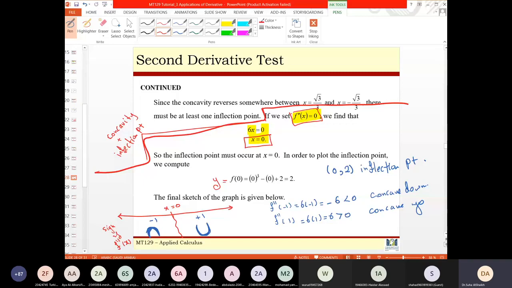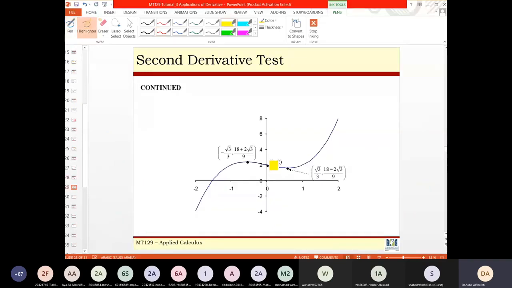This point 0 and 2, we said it is an inflection point, so it is concave down before and concave up after. This is one point which is minus root of 3 over 3, and this is the second point which is root of 3 over 3, and this is how we estimate the function looks like.